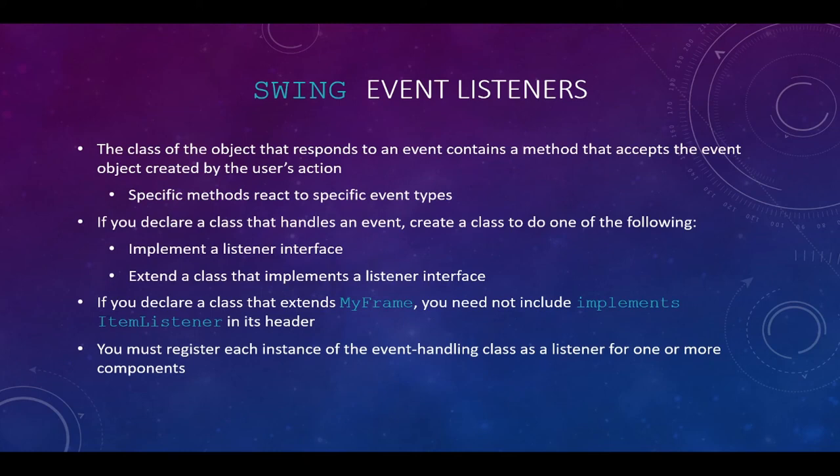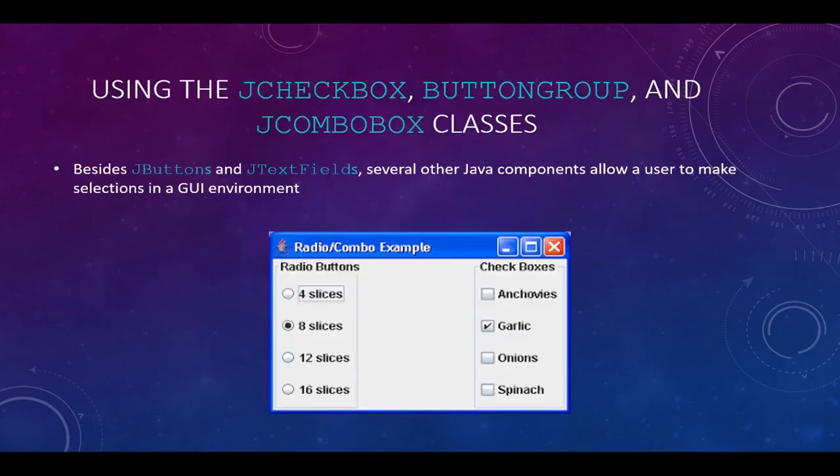If you declare a class that extends MyFrame, you don't have to include the implements. Okay, I'm going to say that one again. If you declare a class that extends MyFrame, you don't have to do the implements there, because you're extending the JFrame, the MyFrame already has the item listener in it. Okay, you are going to have to register each instance of the event handling class as a listener for one or more components. Let's look at using the JCheckBox, button group, and JComboBox.